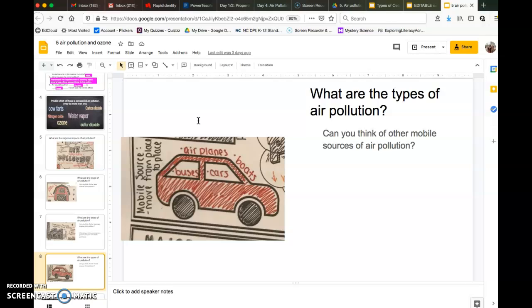Our other type of air pollutant here is mobile sources. These are often non-point pollutants, so they're harder to identify exactly where they came from. They move from place to place, so these are a lot of our transport things like airplanes, boats, cars, buses. Those can all pollute the air.